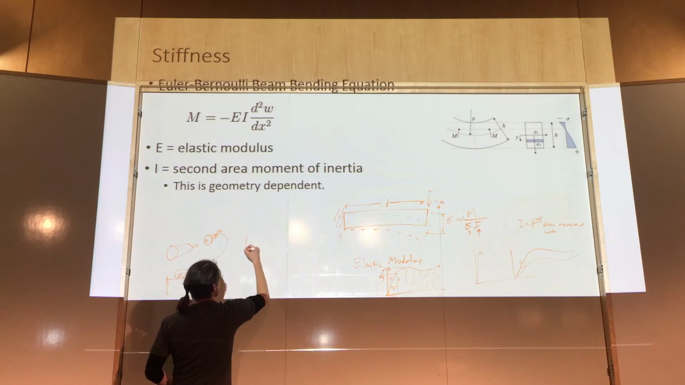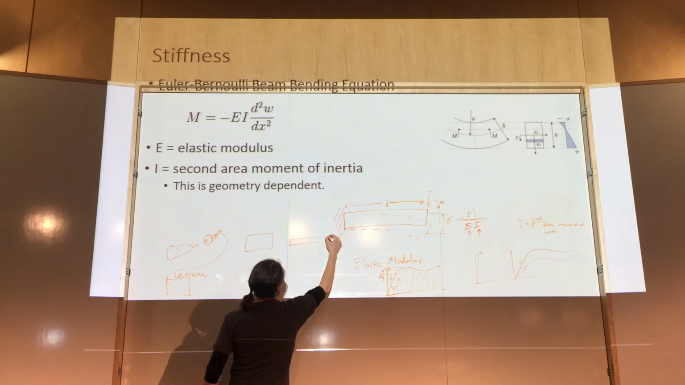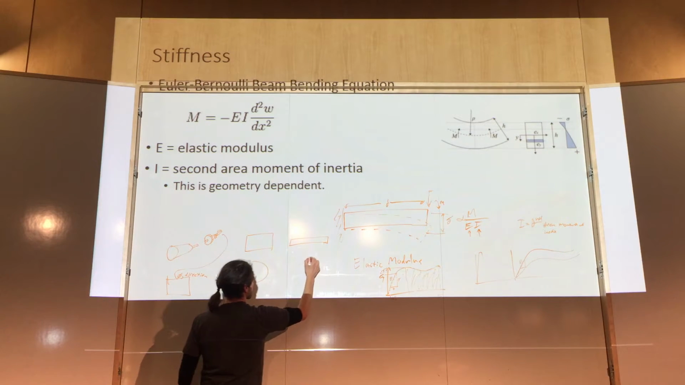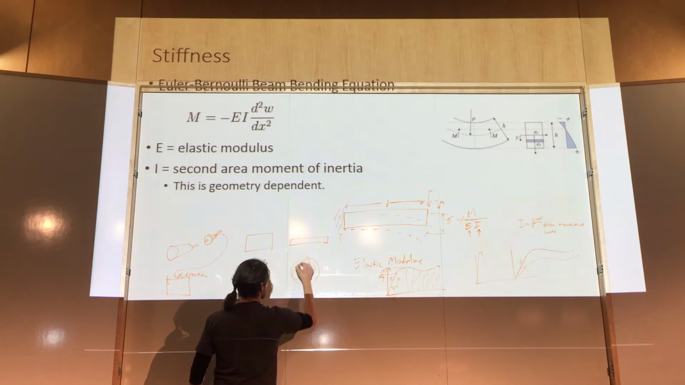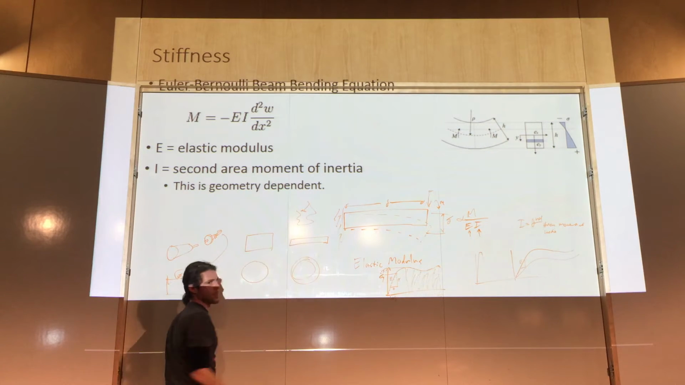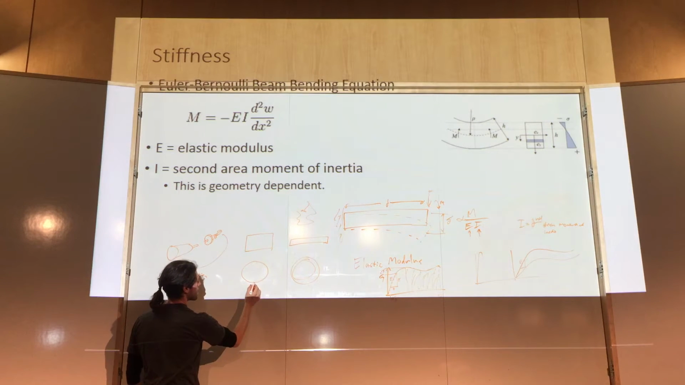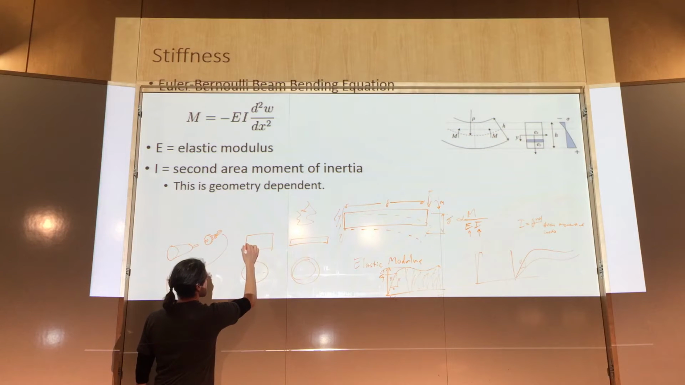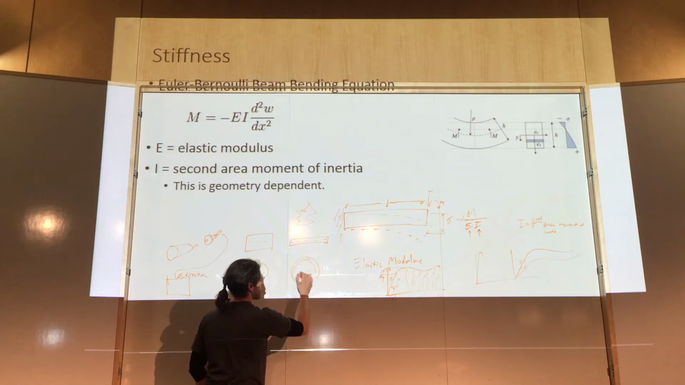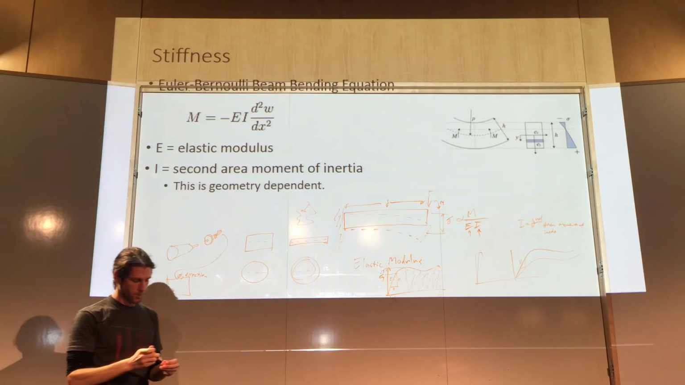But every geometry, whether it's a box or a really thin, long piece, or a rod, or a tube, or some crazy complex geometry, every one of these has a second area moment of inertia. And depending on how you load it, you're going to have a different amount of stiffness. You can picture that at some point you've bent, say, even a piece of paper, right?